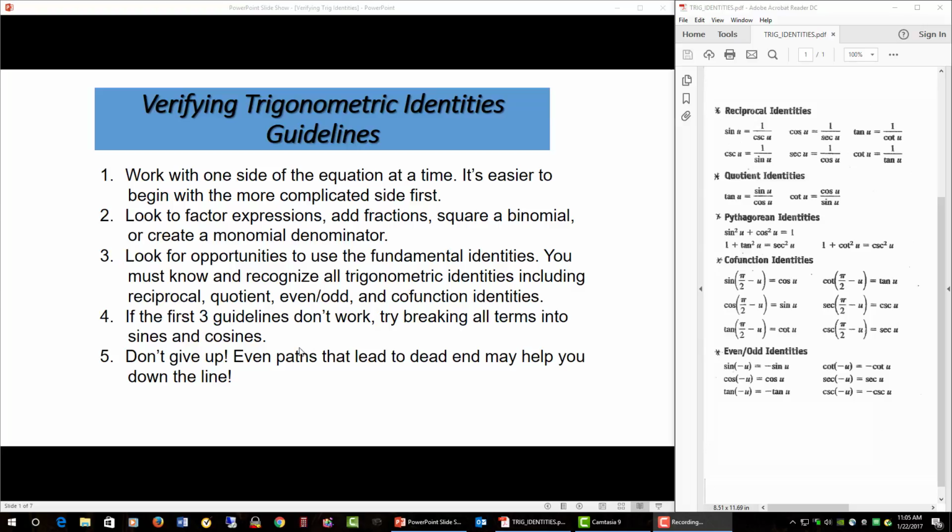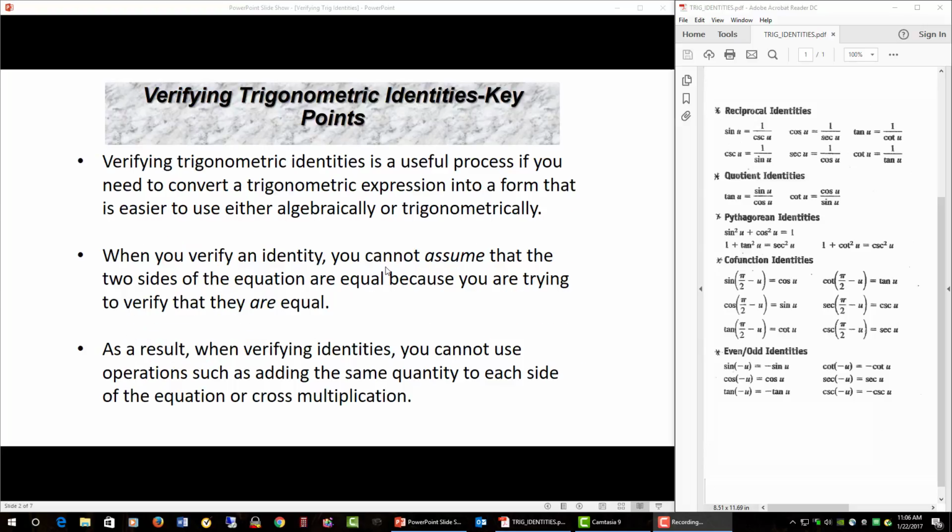And then step 5, don't quit, don't give up. Even paths that lead to a dead end may help you down the line. When verifying trig identities, it's a useful process if you need to convert a trigonometric expression into a form that is easier to use, either algebraically or trigonometrically, or for some of you in calculus, if you're going to be differentiating or integrating certain things. It's a lot easier the more basic you can make the expression, and we'll see that as we go along.